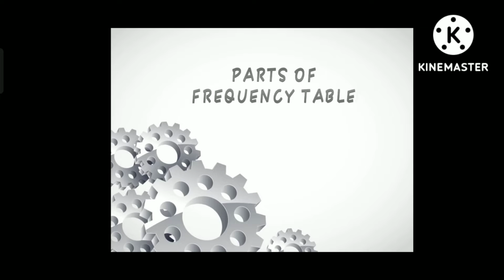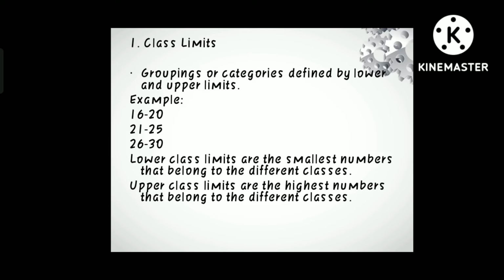Here are the parts of a frequency table. Number 1, class limits: groupings or categories defined by lower and upper limits. Here is an example: 16 is the lower limit and 20 is the upper limit, 21 is the lower limit and 25 is the upper limit, and 26 is the lower limit and 30 is the upper limit. Lower class limits are the smallest numbers that belong to the different classes, while the upper class limits are the highest numbers that belong to the different classes.